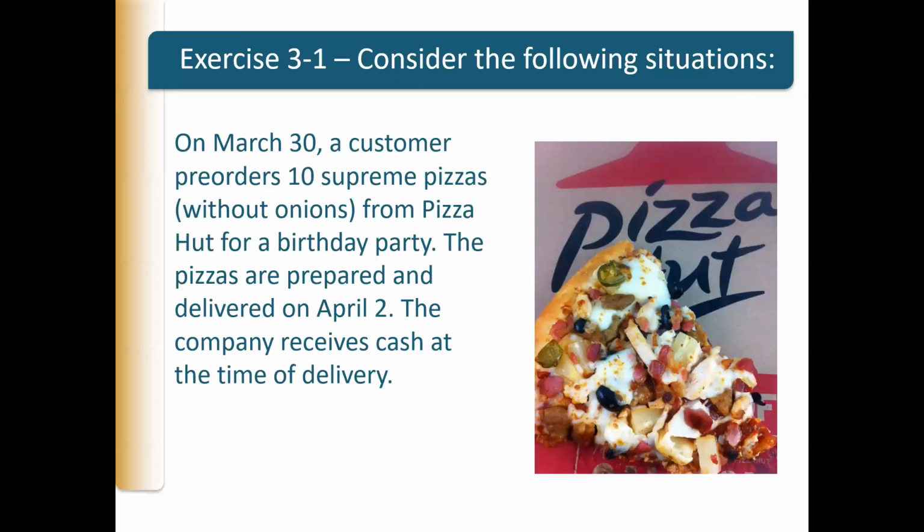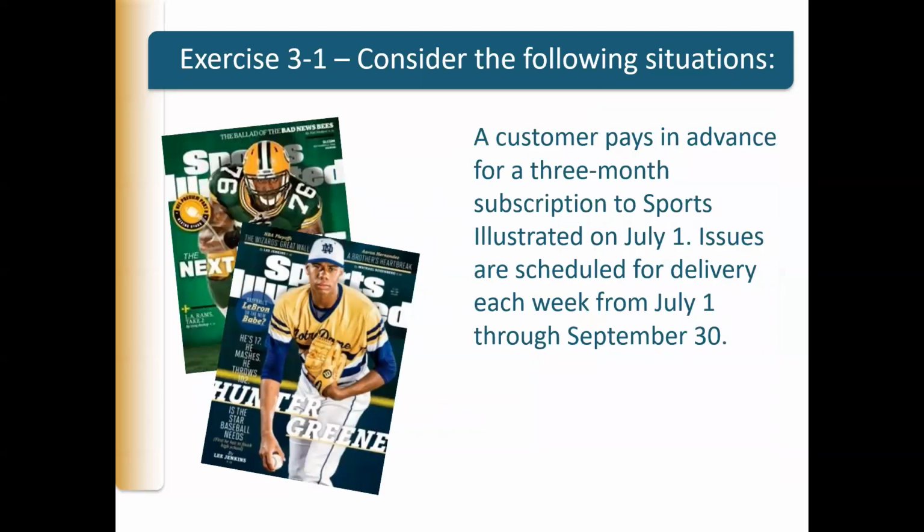What about this one? On March 30th, a customer pre-orders 10 supreme pizzas without onions from Pizza Hut for a birthday party. The pizzas are prepared and delivered on April 2nd. The company receives cash at the time of delivery. When was the service provided, guys? On April 2nd. That's when the revenue would be recorded.